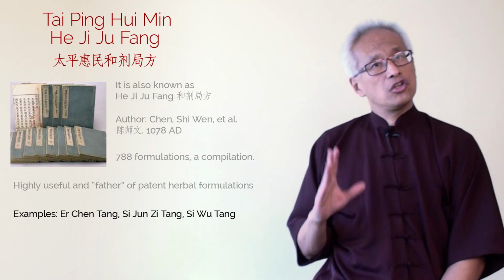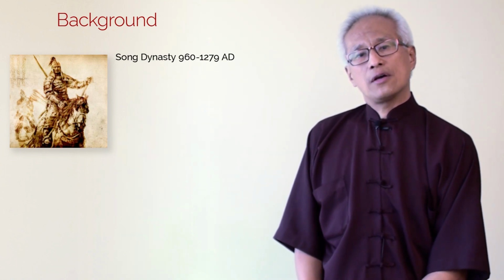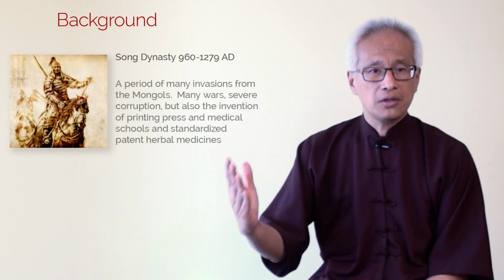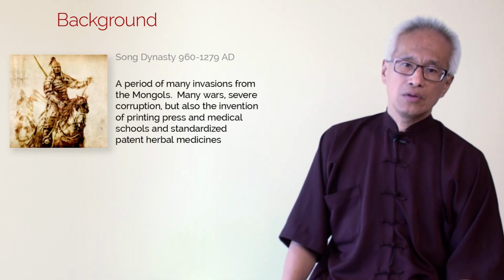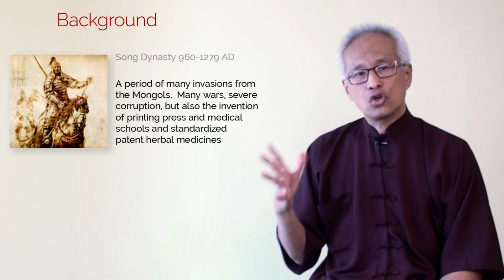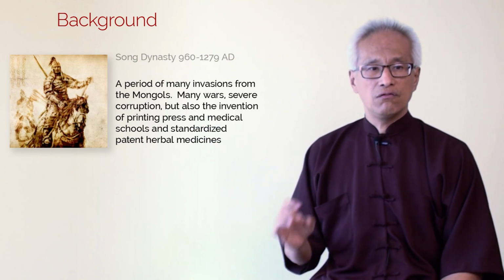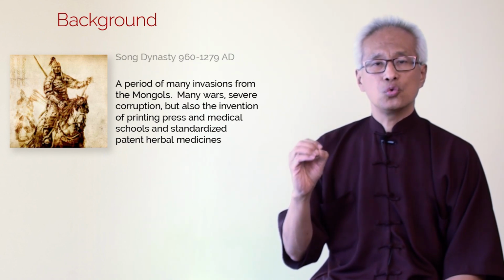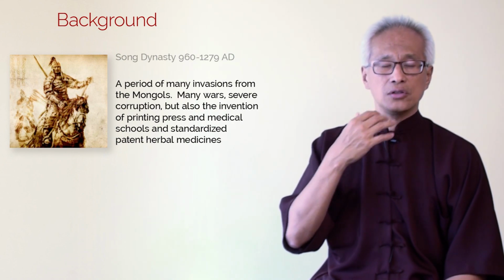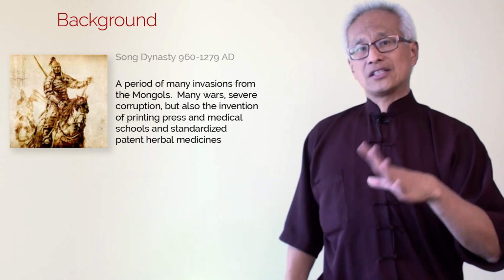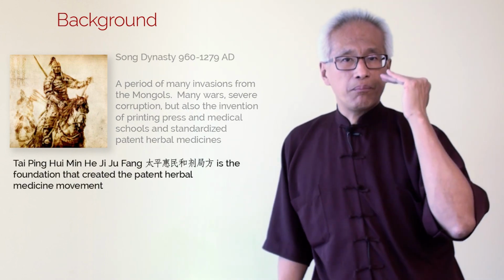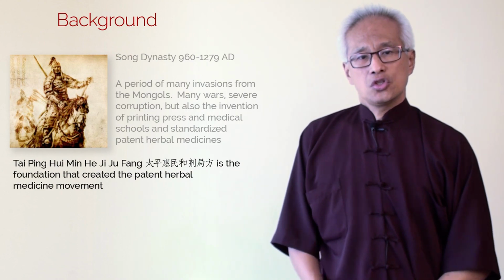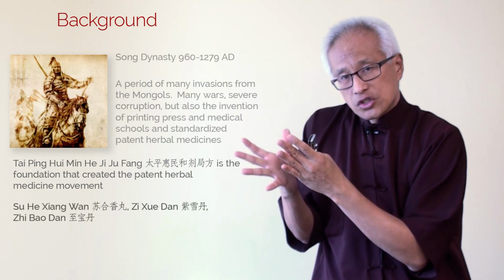Let's take a look at some of the background of this time. During the Song Dynasty, 960 to 1279 AD, this was a period of many invasions from the Mongols, meaning wars, severe corruption, and also the invention of the printing press and medical schools with standardized patent herbal formulas. So at that time, this is the beginning of what we call patternized formulas. So you have, for example, Su He Xiang.